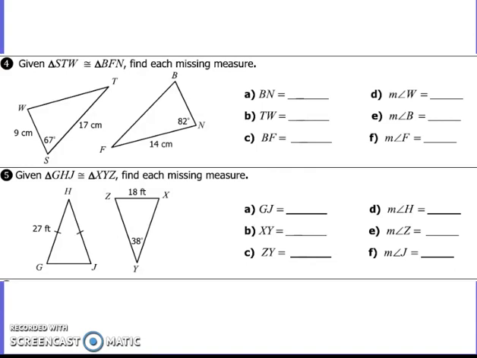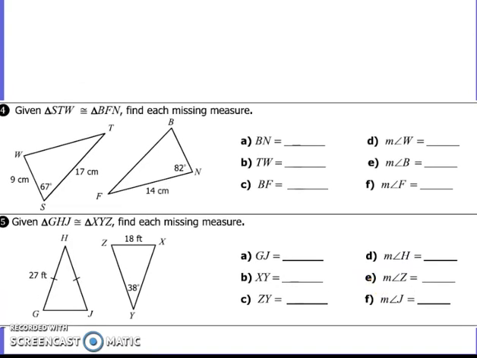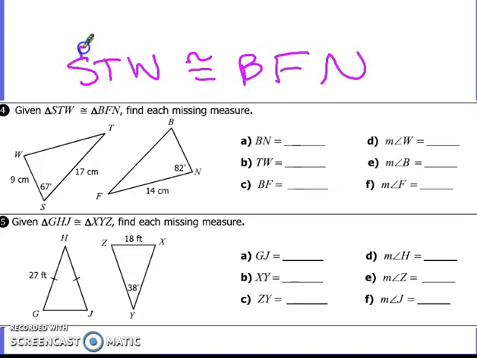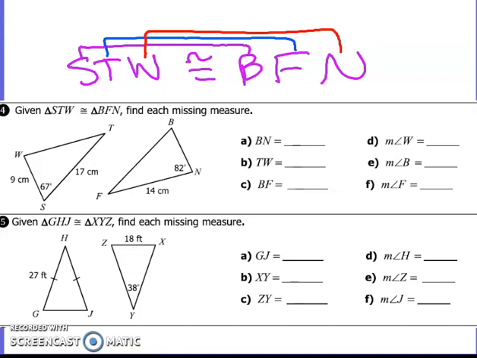Now, if we look at example 4, now we're going to talk about missing measures. If we look at the measures, we're only given some of them, but we can match everything up. If I look, I have STW is congruent to BFN. So, S is going to match with B, T is going to match with F, and W is going to match with N. So now we can go through and label what we know.